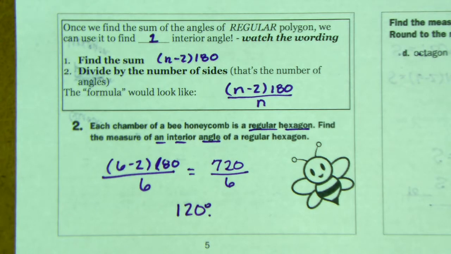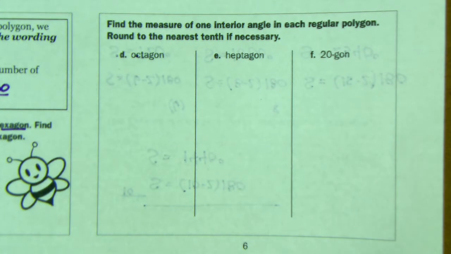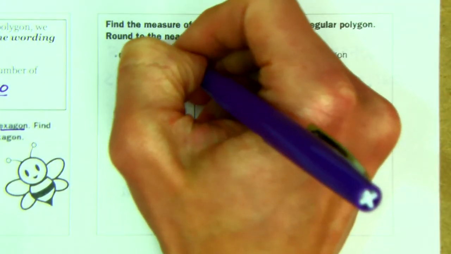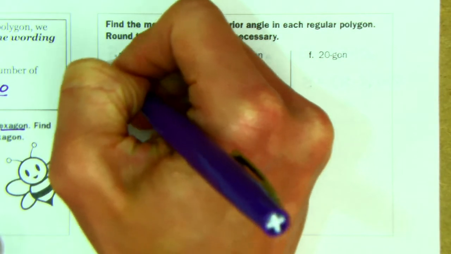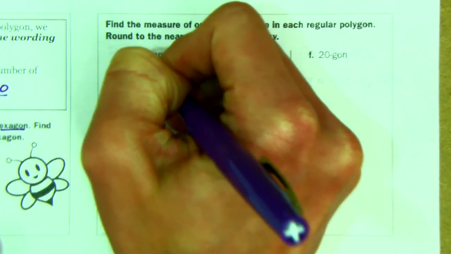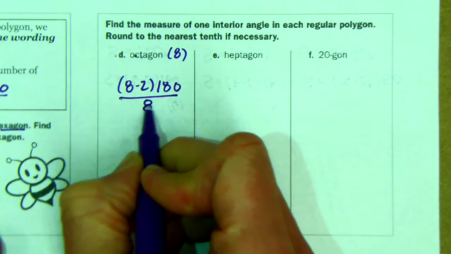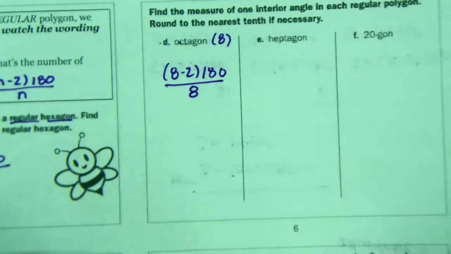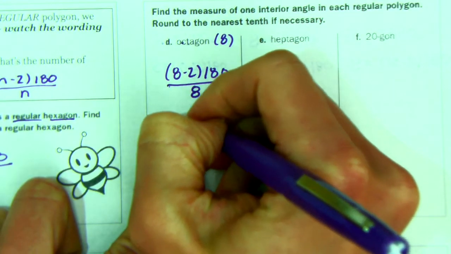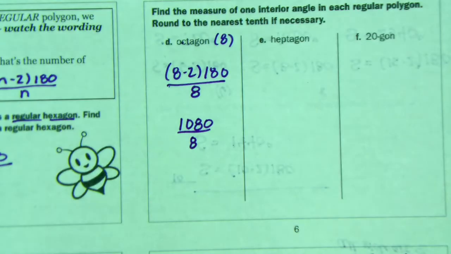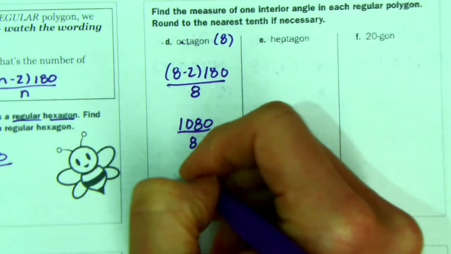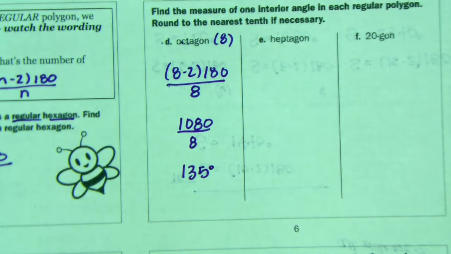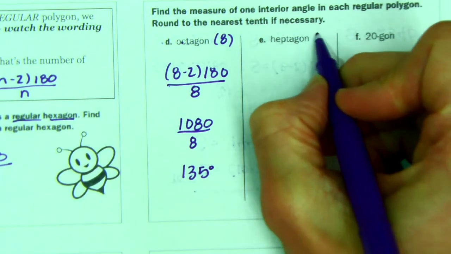All right, so we take the sum and divide it by the number of sides, as long as it is regular, because if it's regular, they're all equal. So let's do that a couple more times. An octagon, hopefully you remember, has 8. So to find one angle, we find 8 minus 2 times 180, and then we divide by 8. I don't even have to calculate it out, it was 1,080, and when we divide that by 8, we get 135 degrees.